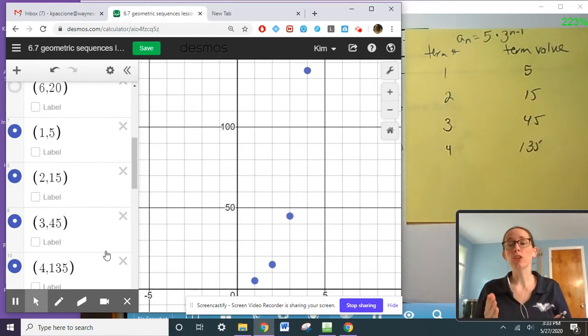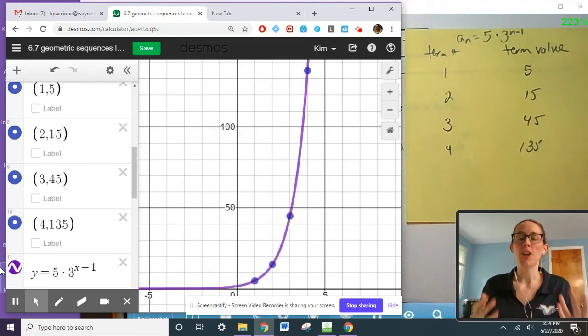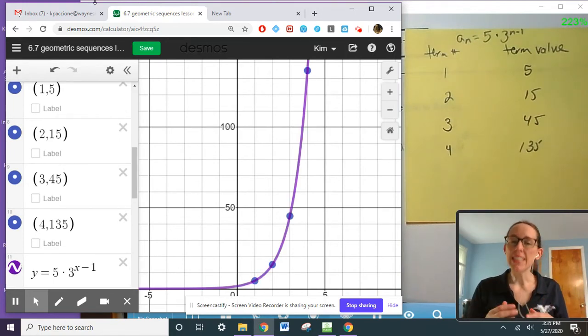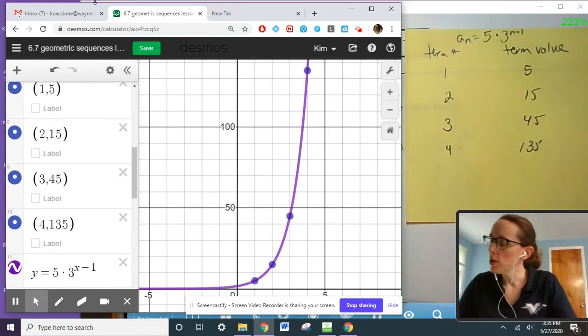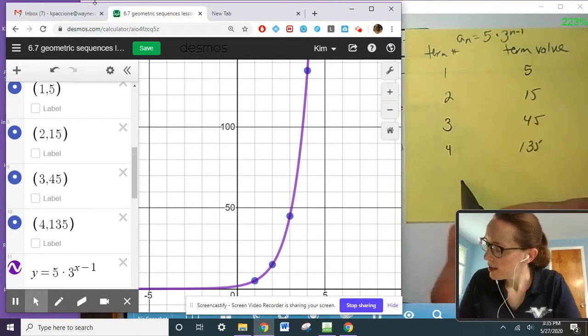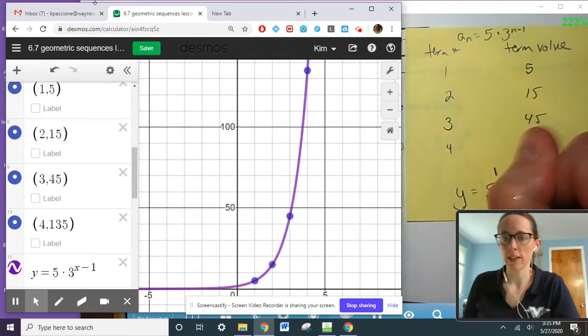And when you look at those, they're not linear. And if you look at them, I think you might see what they are. They're exponential. So that's why this is in chapter 6. Geometric sequences are not the same thing as exponential functions, but they're related. Because if you look at the structure of this, if I replace a sub n with y and I replace n with x, you can see that what you have is a transformation of an exponential function.